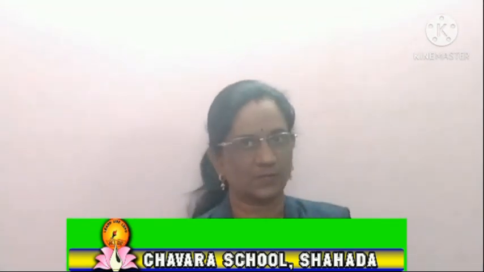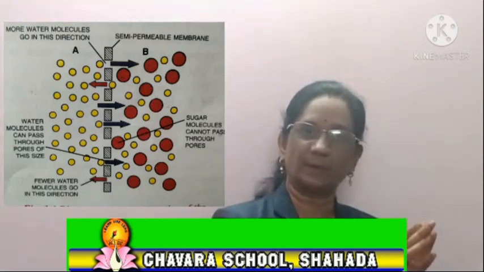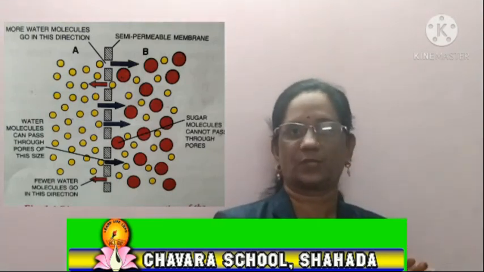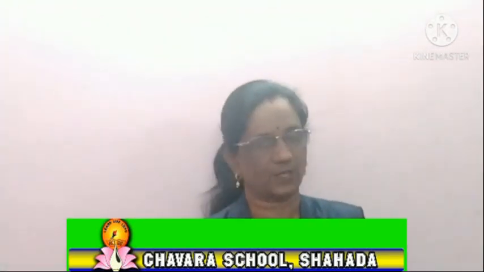So in the semi-permeable membrane, if A side is the dilute solution, that is the water molecules, and B side is the concentrated solution, that is the sugar solution. Through the semi-permeable membrane, only the water molecules can move from A side to B side, means the sugar solution. But dear students, from the B side, the sugar solution, sugar molecules can't move through the semi-permeable membrane to the A side, that is the water molecules.